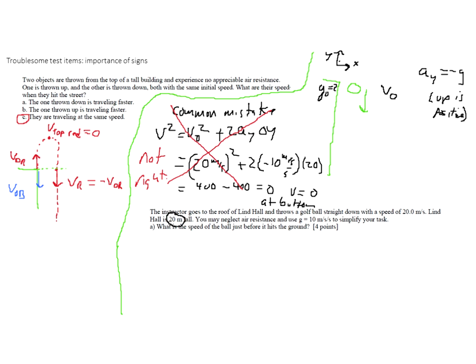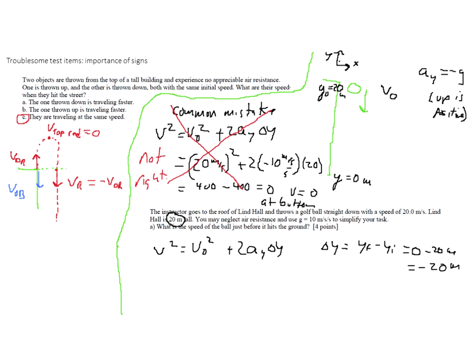So if this is Y0 and we say, okay, that's 20 meters, and this is y, and this is 0 meters, yeah, we can still use v squared equals v initial squared plus 2ay delta y, but delta y, which is y final minus y initial, that's going to be 0 minus 20 meters, or negative 20 meters.